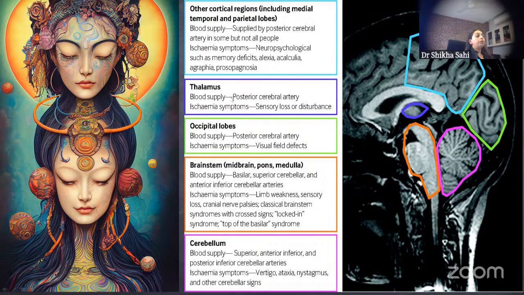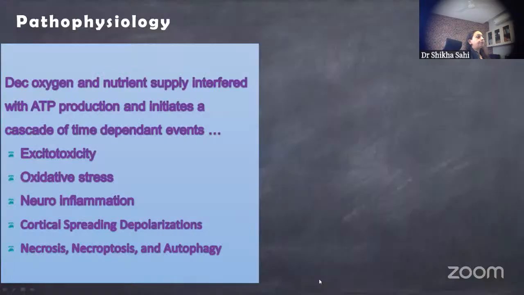The involvement of the thalamus can lead to sensory loss and disturbances. Involvement of the occipital lobes can lead to visual field defects. And involvement of the brain stem could lead to cranial nerve palsies and classic locked-in syndrome. The involvement of the cerebellum, because of the cerebellar arteries, could lead to vertigo, ataxia, nystagmus, and other cerebellar signs. So what is the pathophysiology of the stroke?